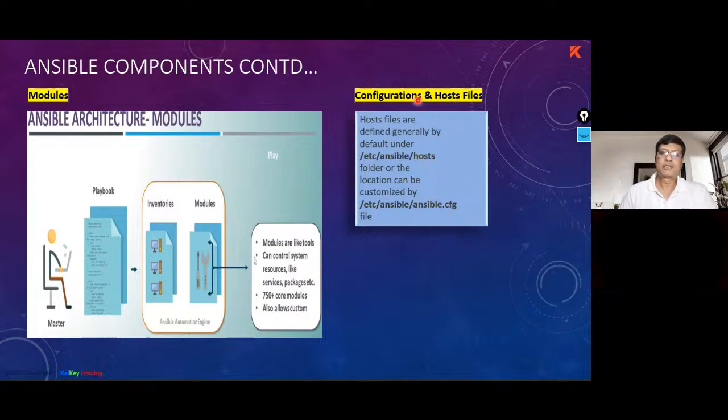And then last but not the least is your host file, which is the inventory file. The host file is the default inventory file, where you will put the addresses and the configuration of the hosts. And then ansible.cfg is the configuration file of Ansible, where there are lots of configuration parameters.